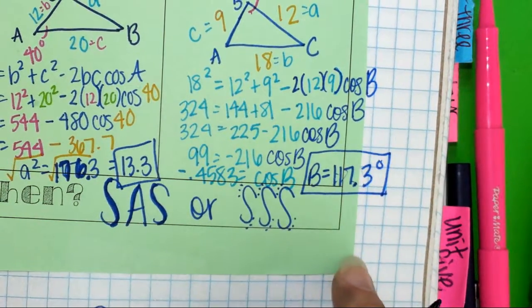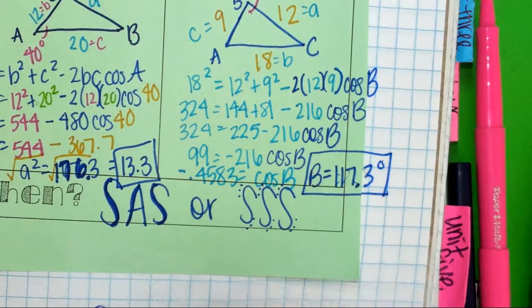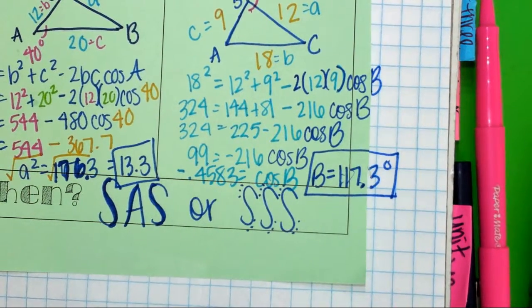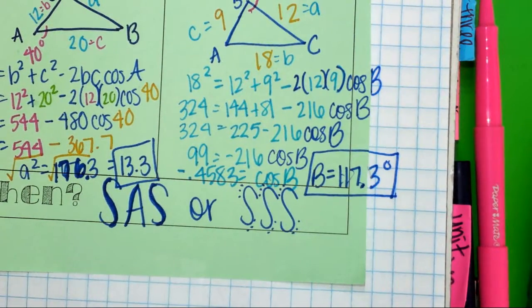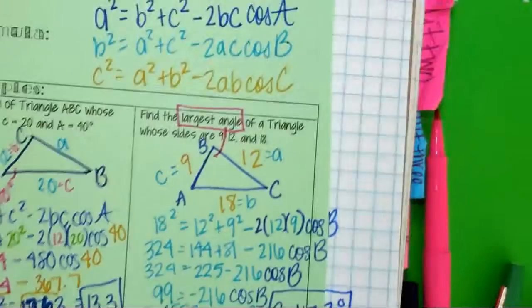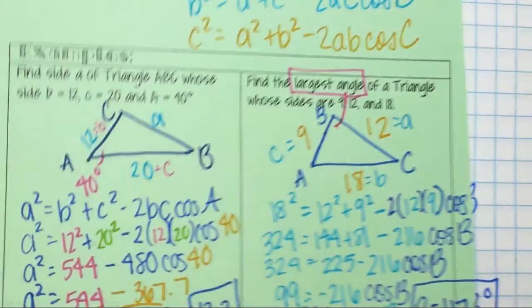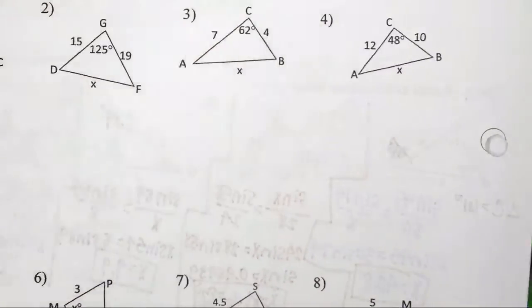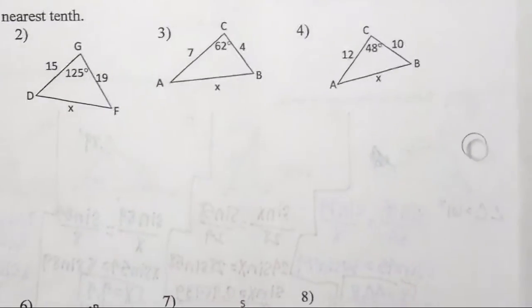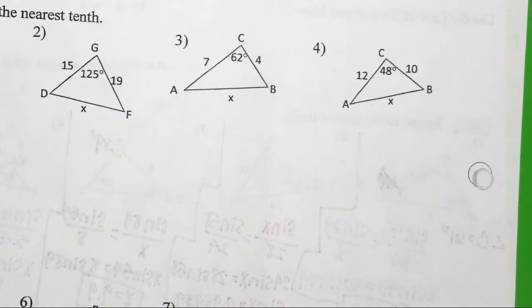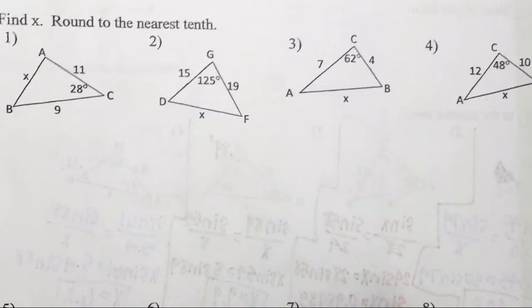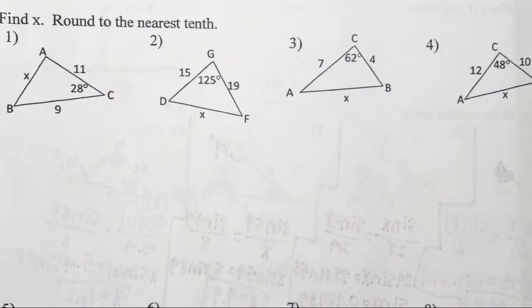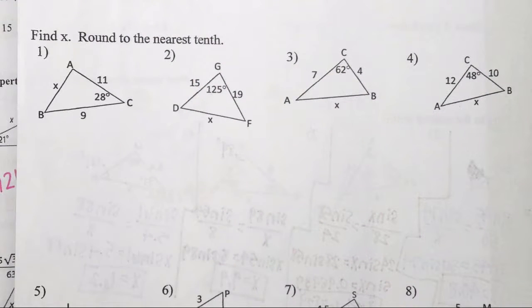Okay, what I want you to do is get out your homework sheet from last night or the night before. I want you to flip it over. Law of cosines is on the back. Work on those problems. I want to do number 1 together, just to be safe.